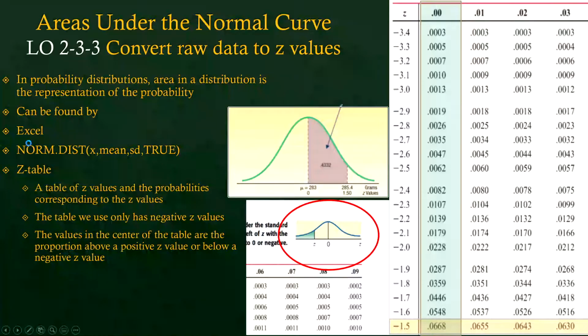If you do this with Excel, this is the formula that you're going to use, where you have the norm.dist, and then you use the value of the observation that you're looking at, the mean, the standard deviation, and then true says this is the probability. Like for instance, right here, if I were to say I have a mean of 283 and I have an x value of 285.4, and I've got a standard deviation. Let me figure out what the standard deviation is really quick.